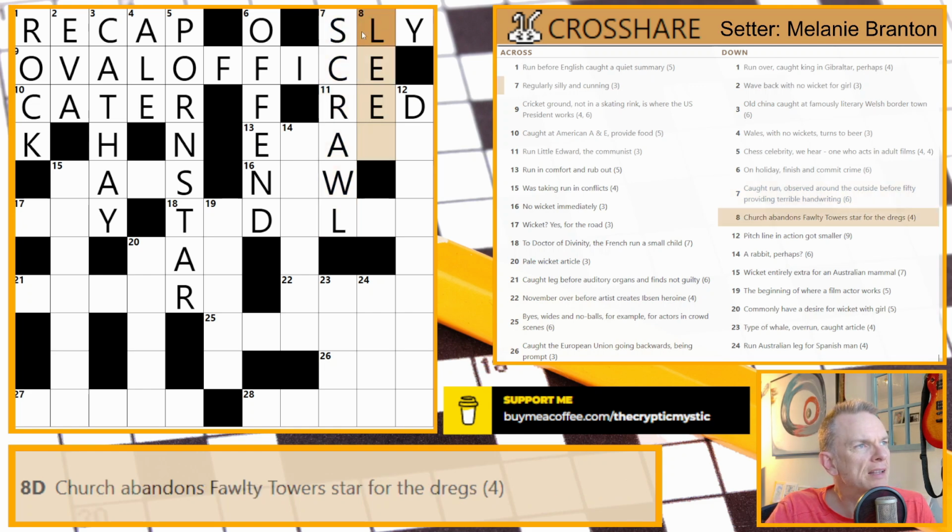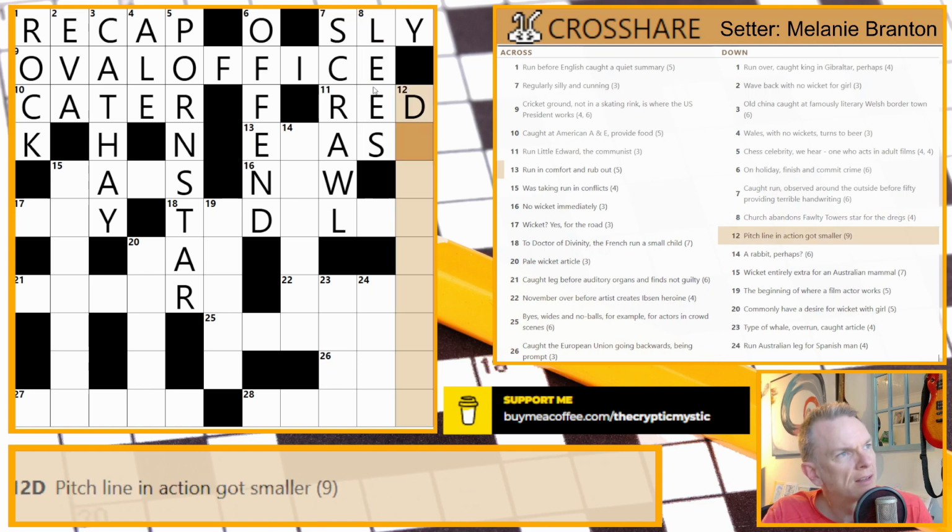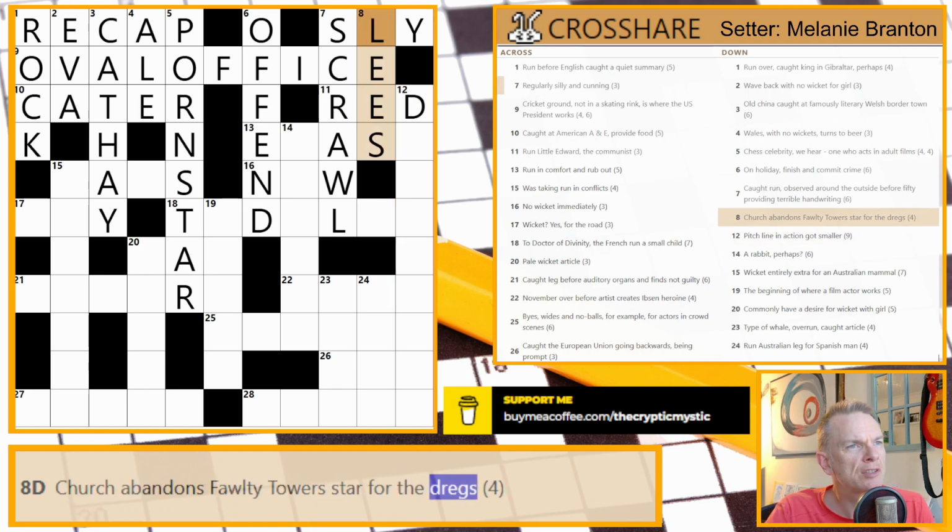Lovely. Right, 8 down. Church abandons faulty tower star for the dregs. Well, church can be abbreviated to a C or a CE. Now, Faulty Towers is, for those of you who don't know, a sitcom from the 70s in the UK, and the star of that was a guy called John Cleese. So I think what we're doing is we're taking CE out of Cleese. His name is spelled C-L-E-E-S-E. So we're taking the CE away from that, and we're going to end up with Lees, which means dregs, which is not a word I'm familiar with to mean dregs, actually, Lees. I think it's right based on the wordplay. We'll find out when we get to the end of the puzzle. Cool. Let's try 13 across now.